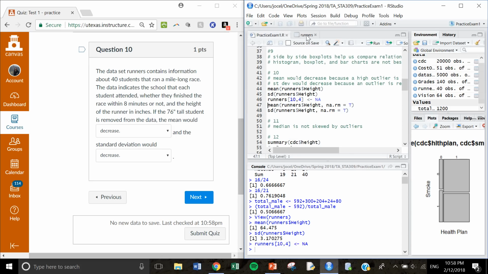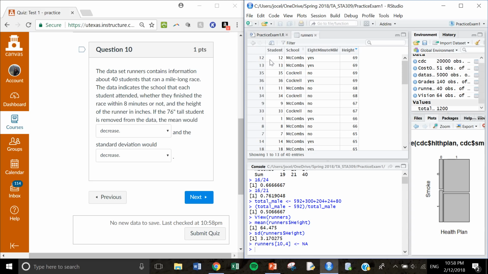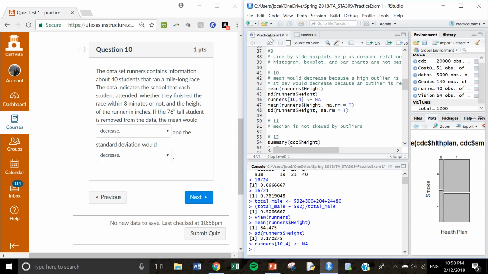And it just did that. So now let's go back to runners and let's go to row 10. Go back to row 10. And we see the height is NA. That's exactly what we wanted it to do.